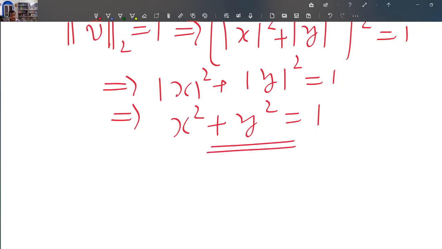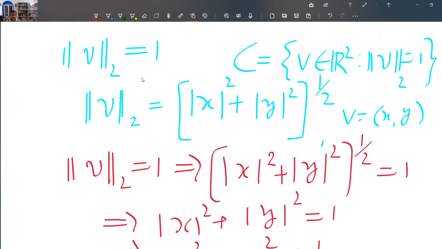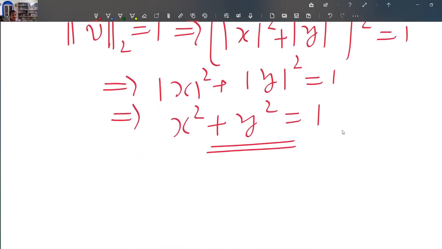So the two norm defines the Euclidean norm. The two norm is actually the Euclidean norm. So in Euclidean space, you know what the unit circle is? It is like this. No need of big explanations.